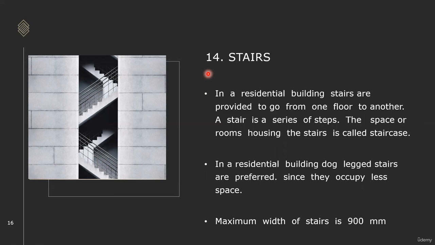There are different types of staircases: dog-leg staircase, circular staircase, straight staircase, L-shaped staircase. But in most cases in residential buildings we use the dog-leg staircase. Why are we using the dog-leg staircase? Because it occupies very less area. So for that purpose we use the dog-leg staircase.